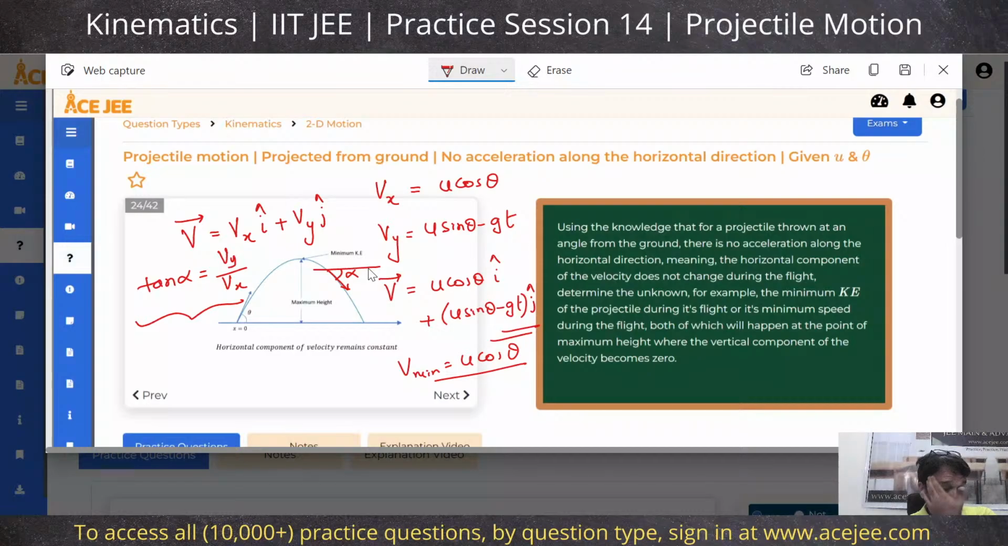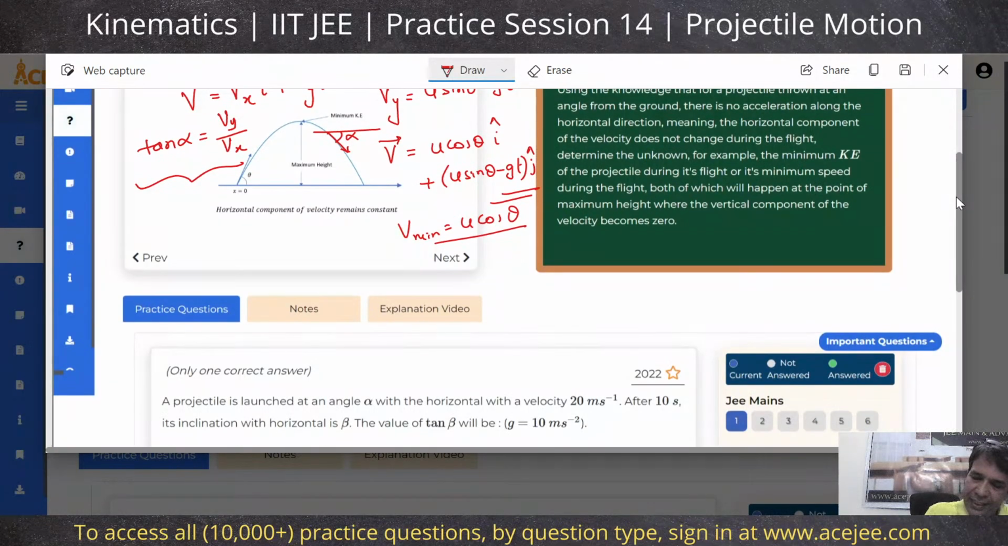What else? We'll talk about the average velocity. We'll talk about the equation of the trajectory. So equation of the trajectory, let's talk about that, beta. How will I find the equation of trajectory? Let's first understand what we mean by equation of trajectory, because the same concept is going to come in handy in many other places.